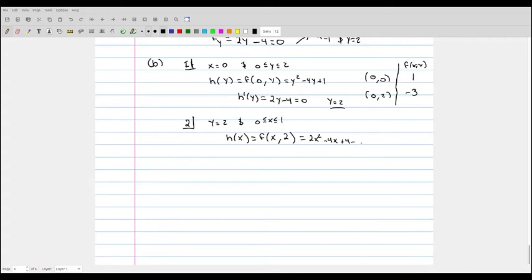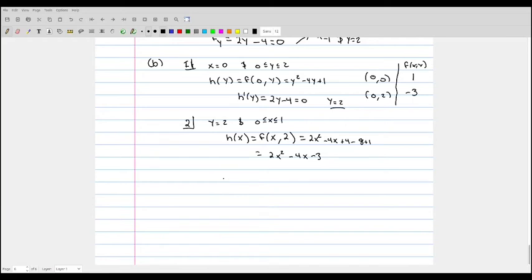Minus 4 times 2, which is 8, plus 1. So h of x is the function 2x squared minus 4x minus 3. Again, this is a polynomial function, so there are no critical points of type 2.